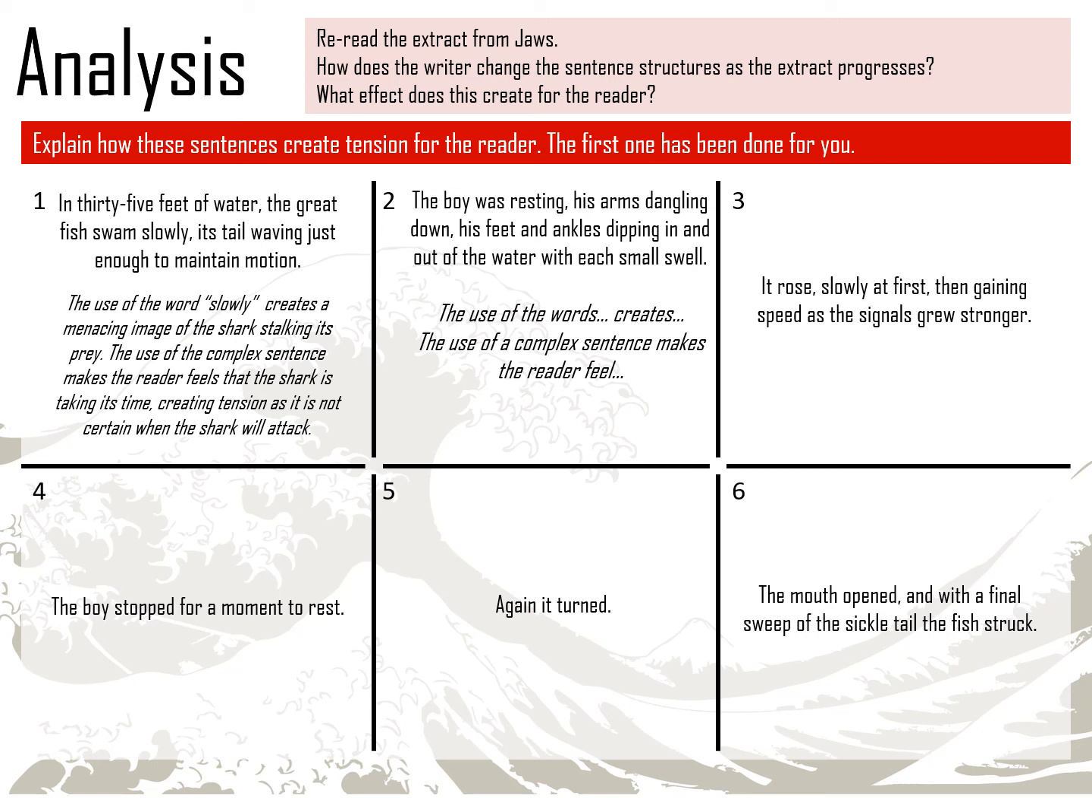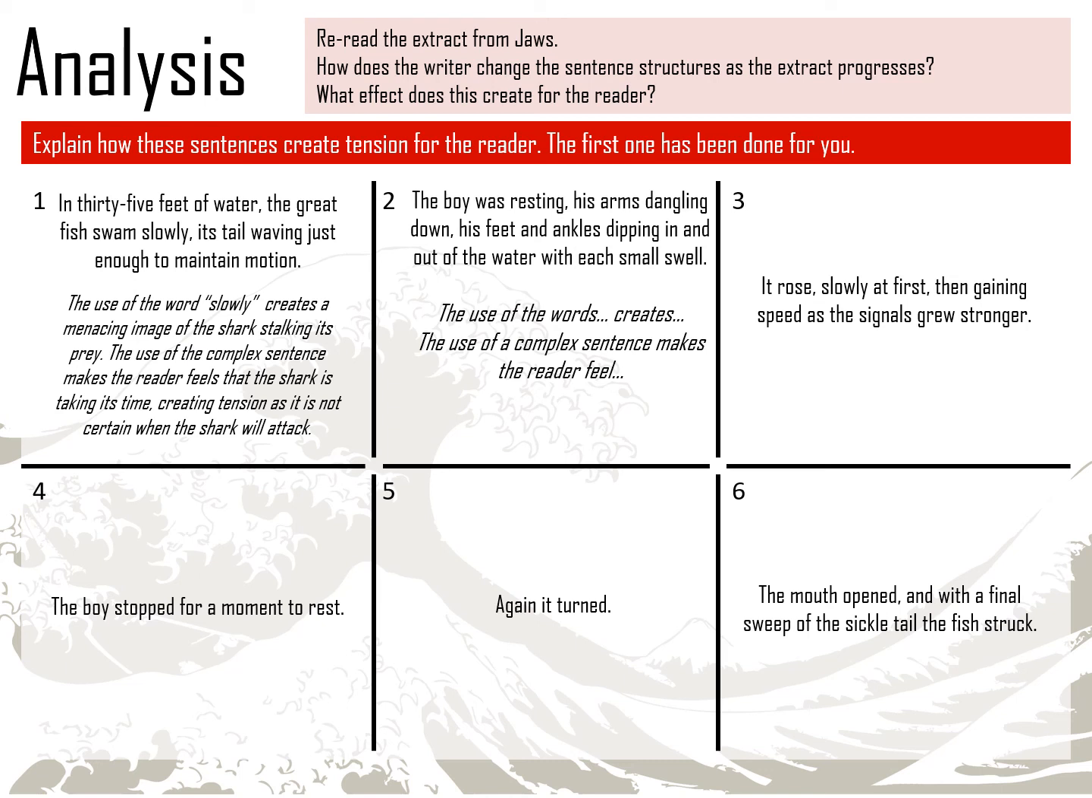The next one: "The boy was resting, his arms dangling down, his feet and ankles dipping in and out of the water with each small swell." What is the effect there of that use of a compound sentence? Number 3: "It rose slowly at first, then gaining speed as the signals grew stronger." You'll notice that that sentence is a bit shorter than the previous ones. What's the effect of that?